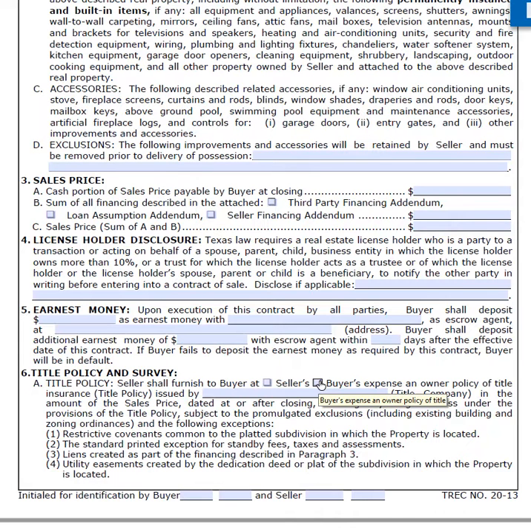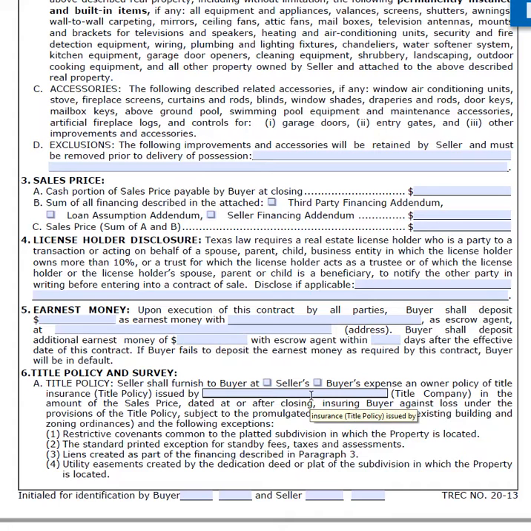Checking 6 for buyer's expense is a great way to increase seller net without increasing the sales price. It's a way to increase seller net without increasing the sales price. So you might want to consider checking it in that multiple offer situation.